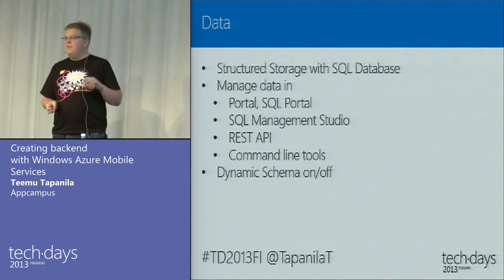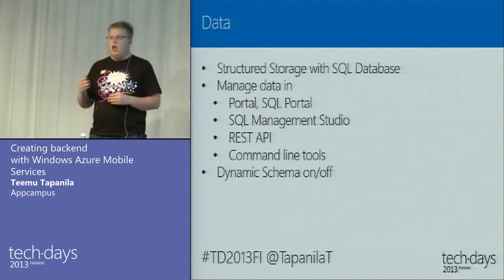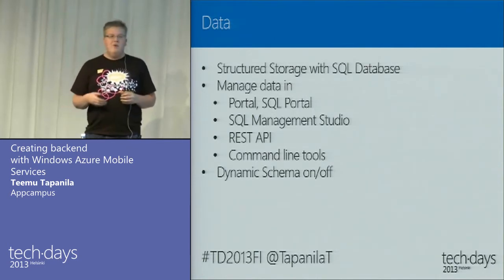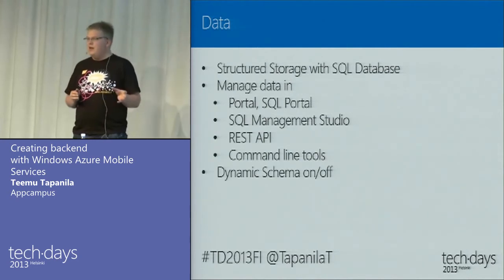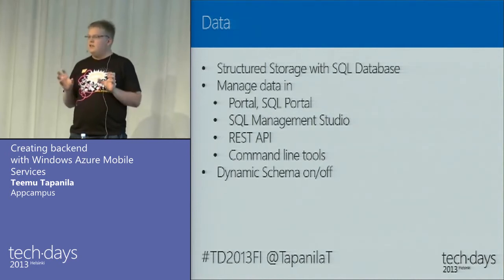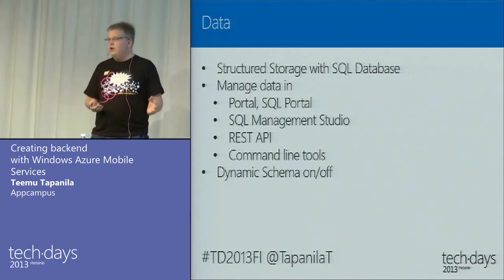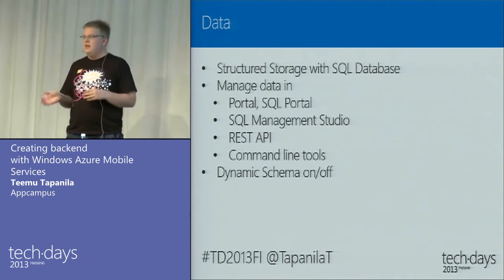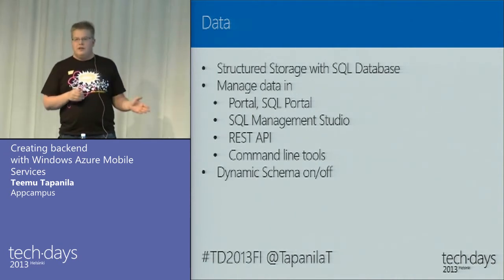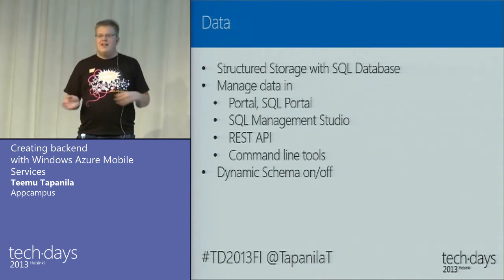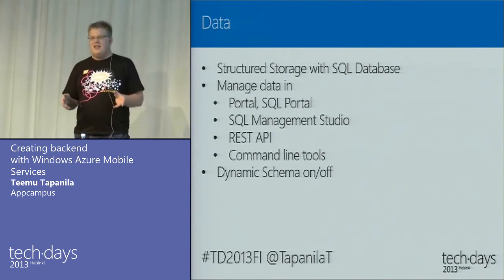Then there is something called dynamic schema, which makes development a lot easier while you're on rapid development phases. So instead of whenever you want to change a schema of your database, always going to the database management tool and changing the schema there, you can just change it from your C# code or JavaScript code or whichever platform you're using, and the service will automatically change the schema based on the data that you're storing. You can also turn it off, because when you're doing production code, you might not want someone else to modify the schema of your database.